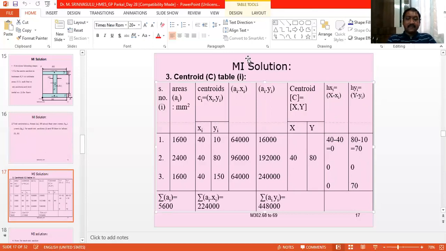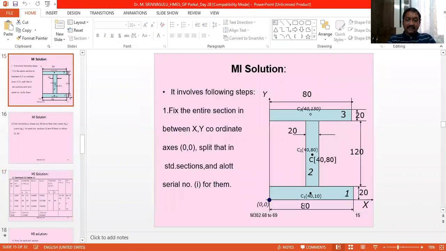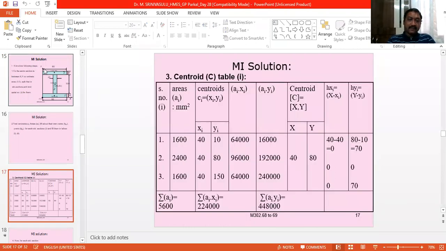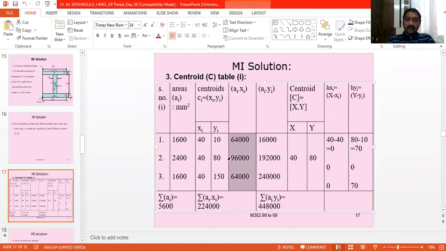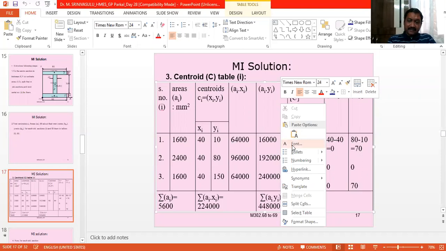Now, firstly, write down the areas. For rectangle 1, it is equal to how much? So 80 into 20, it is 1600. And the centroids, we know by formula. x1 is equal to 80 by 2, that is 40. The y1 is equal to how much? 20 by 2, that is 10. And the terms a1 into x1 and a1 into y1.